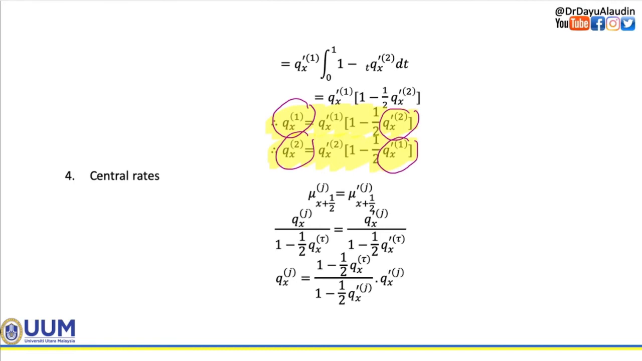And for the last assumption, for center rate, this is the standard definition. And finally, we get this one. Qxj is equal to 1 minus half Qx tau divided by 1 minus half Qx prime j times Qx prime j.